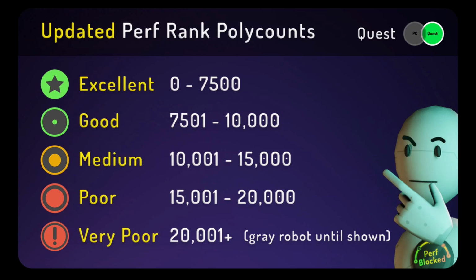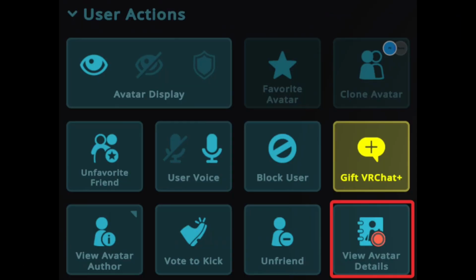So if the avatar performance is below medium, that is poor and very poor, the avatar will simply not be shown on the list. To manage this default setting, you have to adjust the performance option. For that, go ahead and access your performance options. You can do that through your user actions and view avatar details, from which you have to select the option of performance options.